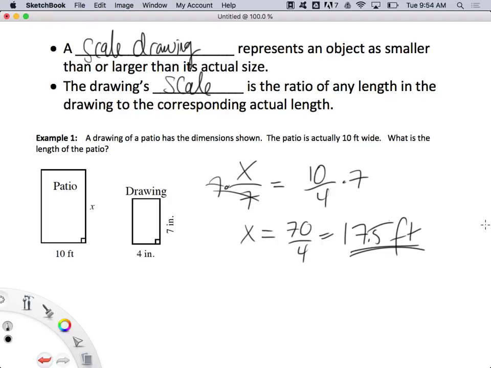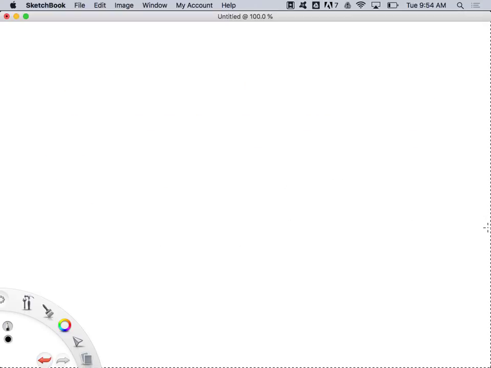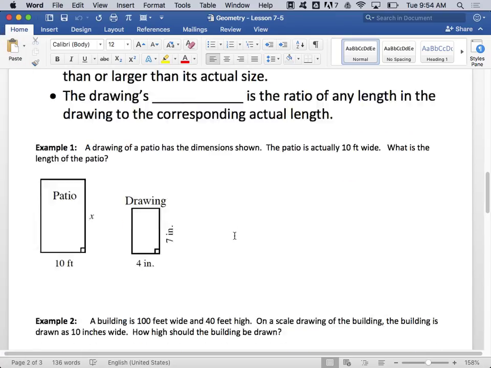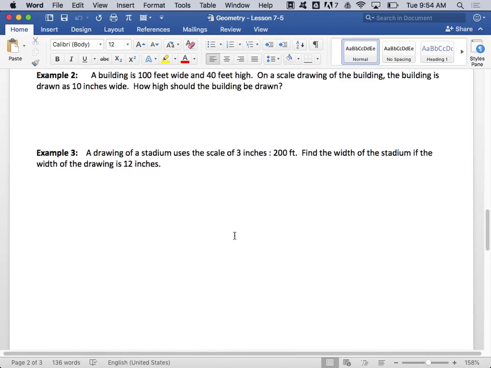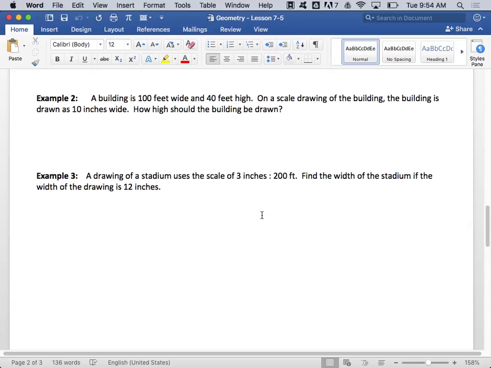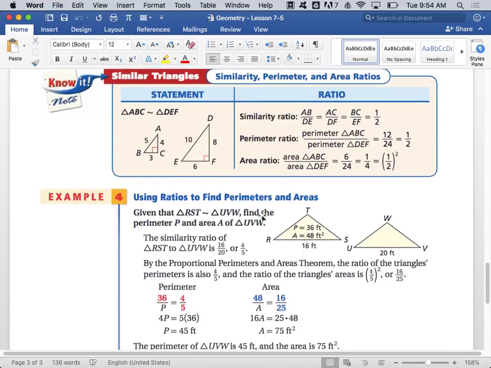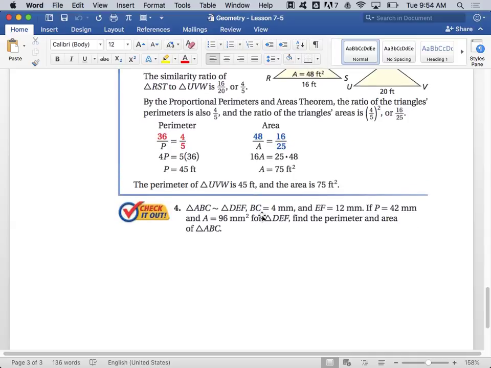You see that? It's just proportions. Again, it's just proportions, whether you have the picture or not. So it's 10 feet divided by 4. The drawing is 7 inches long, so it's x over 7 equals 10 over 4. Any questions on that? Okay. Next. So there's just a couple other examples. I'm not going to go through those for the sake of time.